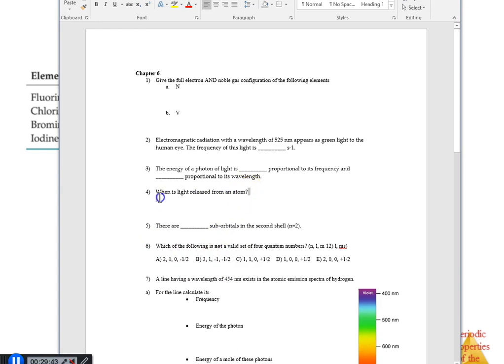You have to tell me when light is released from an atom. This is an important thing to know. When is it actually released? It's when an electron does something. You need to know what that something is. And then there's directly and indirectly again. All right. The electron configuration, full and noble gas, for the following elements. N is an absolute piece of cake, I hope. V isn't too bad. There was a third one, which was way long, and I deleted that for time's sake.